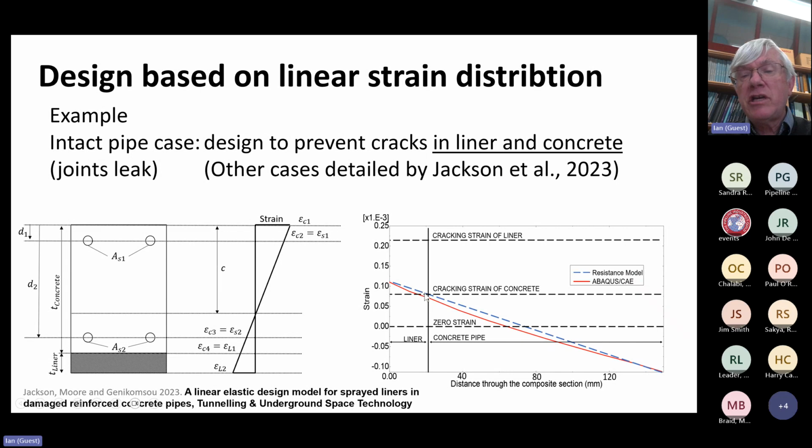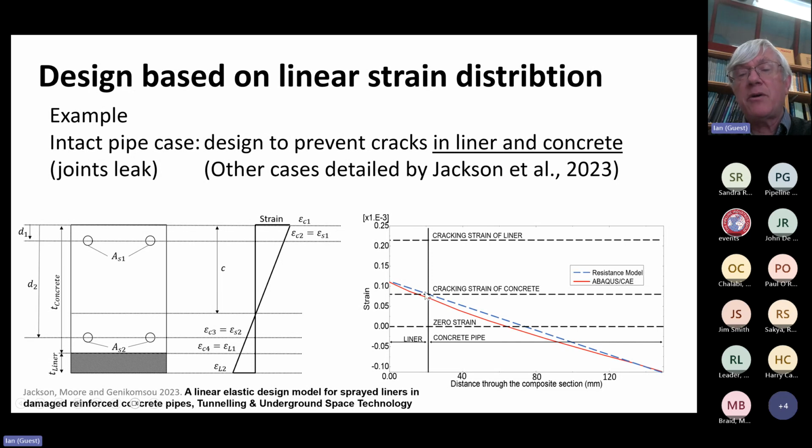And here we've looked at two conditions, one where we've got cracking of the concrete and one where we've got cracking of the liner. In this instance, what we're recommending for the intact case, we design against cracking of the concrete. And the reason for that is that we believe that if the concrete cracks, the liner will then crack because there'll be a stress concentration on the outside surface or the inside surface of the pipe where the liner is bonded to that host pipe. And we need to prevent that.